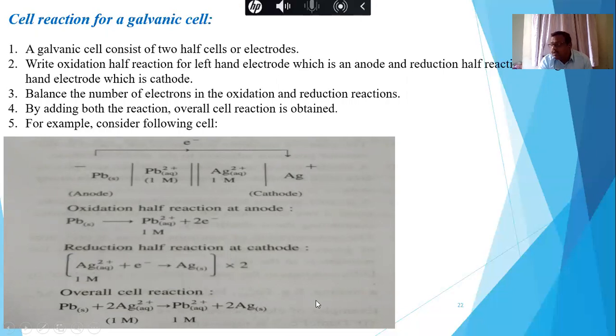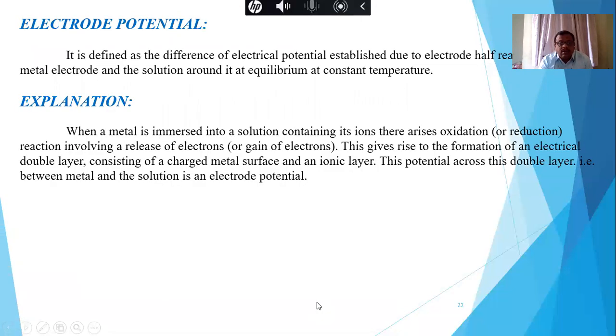So in this way, we come to an end of the sign conventions. We will go on to the next point in the next lecture, that is electrode potentials.